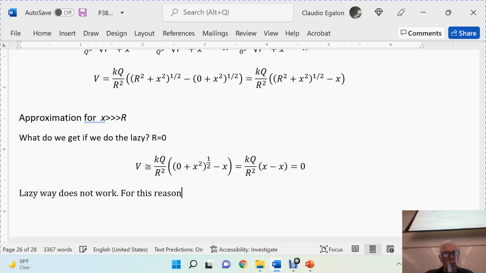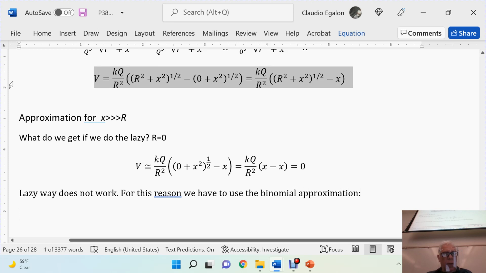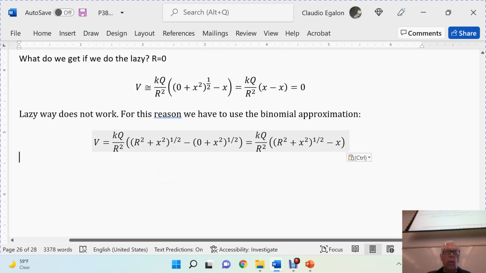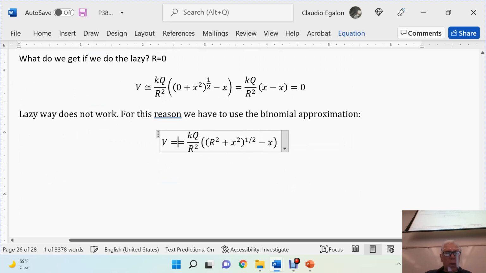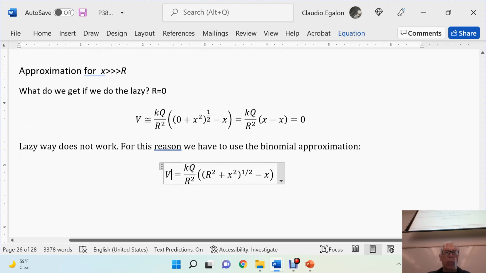For this reason, we have to use the binomial approximation. Okay, let's use the binomial approximation. And there is a little bit of a trick in there to use the binomial approximation. What is the trick for the binomial approximation?